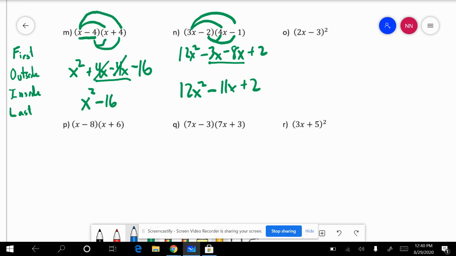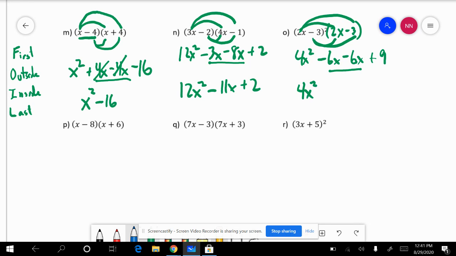Now here we're squaring it. Squaring it means that we multiply it by itself. So notice that we have 2 binomials, so we're going to FOIL it. That would give us 4x squared. This right here would give us negative 6x. Here we have another negative 6x. And the last one would be a positive 9. These are like terms. So we have 4x squared minus 12x plus 9.